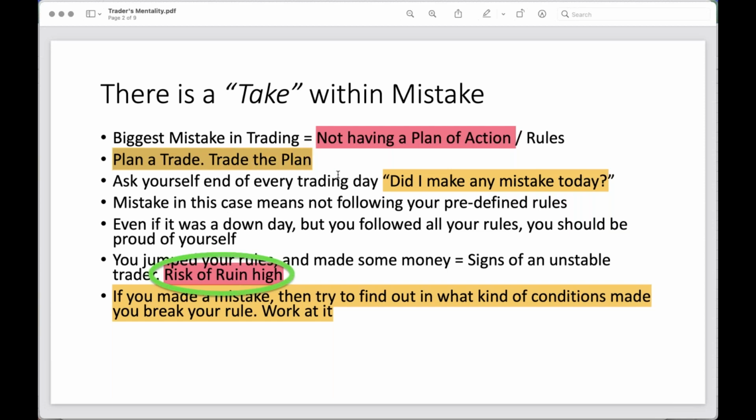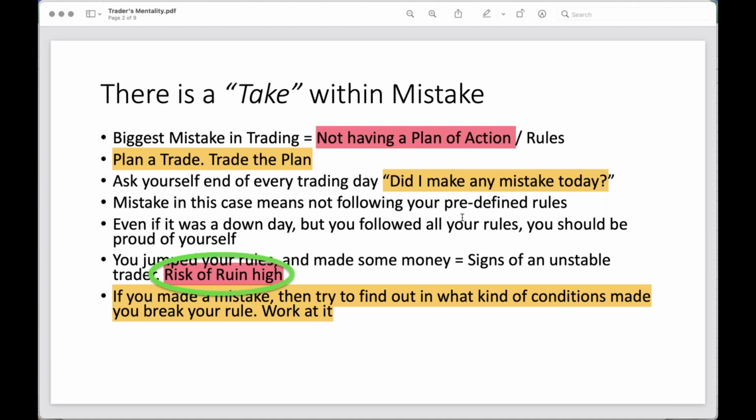Tomorrow, what do you have to do? Just trade the plan. You don't have to look for a trade. You don't have to scalp or jobb or do any unnecessary things. Trading is done outside trading hours. Trading hours is just for execution. Trading is done after trading hours. Also try and figure out whether you made any mistake or not. Mistakes are essentially not sticking to your plan of action.